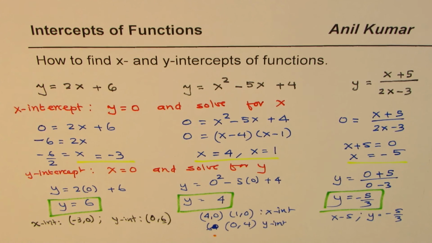So I hope this summarizes in very simple language how to find x and y-intercepts for given functions. We'll take some more videos and some more examples to elaborate on this. I hope it helps. Thank you and all the best.